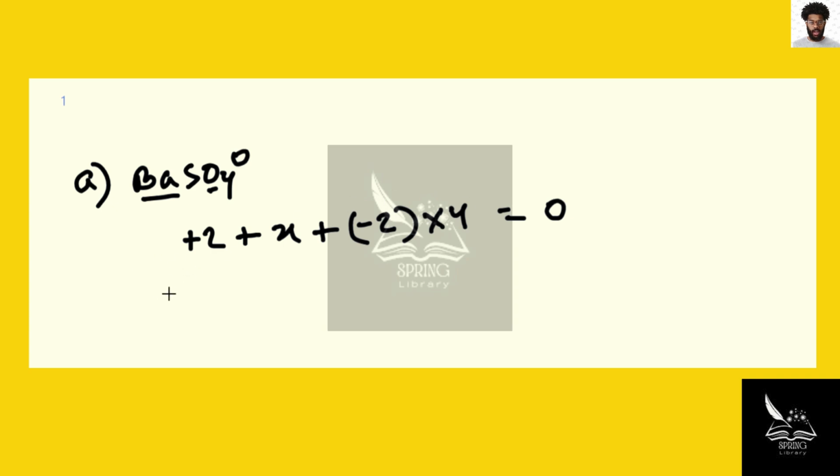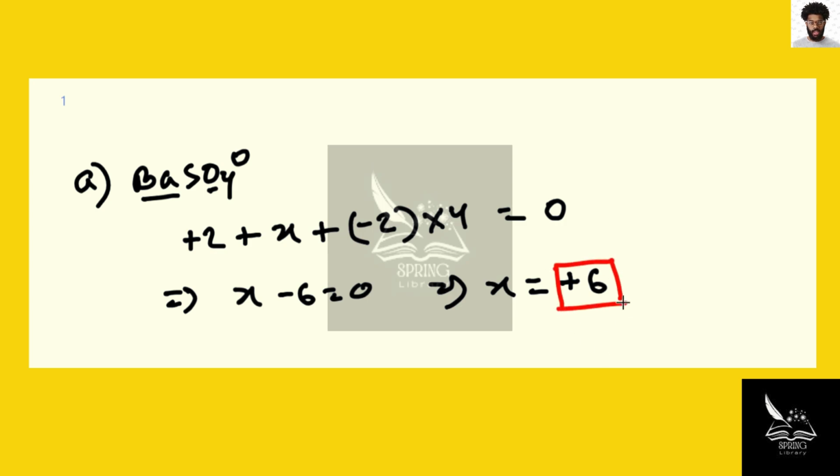Now if we just solve this equation, we will have x plus 2 minus 8. That means x minus 6 is equal to 0. And if we just rearrange it, x is equal to +6. So that means the oxidation state of sulfur in barium sulfate is +6.